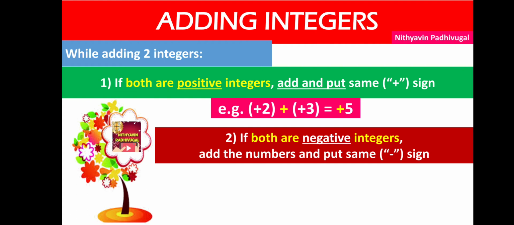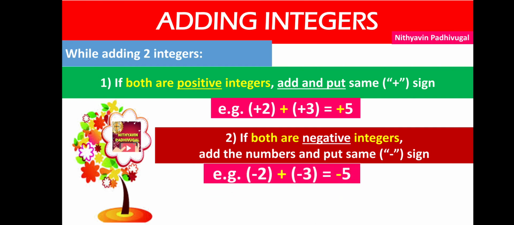if both are negative integers, then add the numbers and put the same sign, which means negative sign, because we have problem with negative integers, which means integers with minus sign. If we have to add two integers and if both are integers with the minus sign, then add the numerical values and then put the same minus sign. Let us see how to explain this.